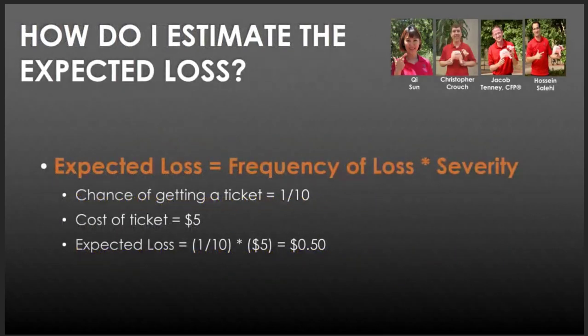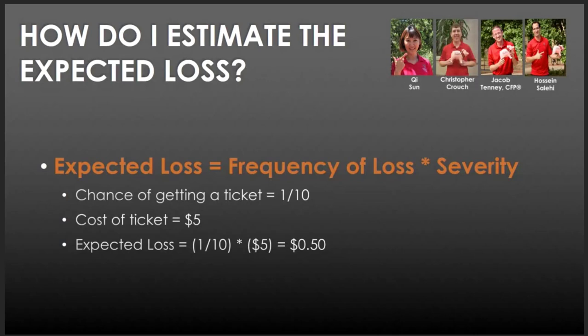So a lot of knowing when to insure comes down to knowing the expected loss. So basically that's just how much am I going to lose out on should I experience a loss. This is fairly easy to calculate. You just need to take your frequency of loss or the probability of a loss and multiply that by the severity, what you're going to lose should a loss occur.